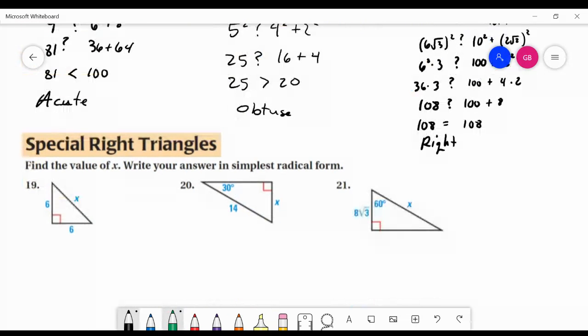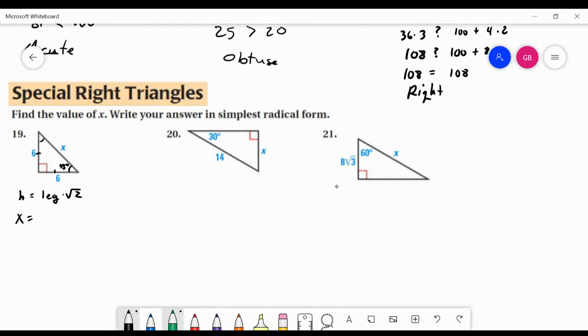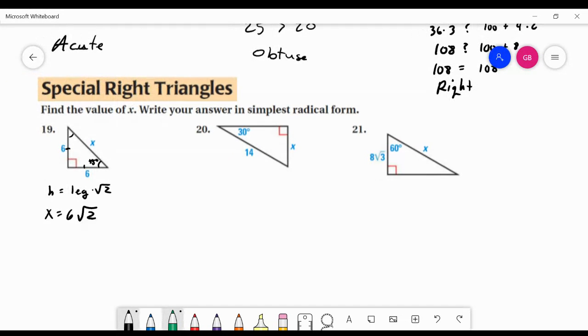Okay. Then, special right triangle, find the value of x. Write your answer in simplest radical form. Okay, so for 19, we see that the side lengths are the same. So that means the angles are congruent. So this has to be a 45, 45, 90 triangle. So that means that the hypotenuse is equal to the leg times the square root of 2. So x is equal to 6 square root 2.